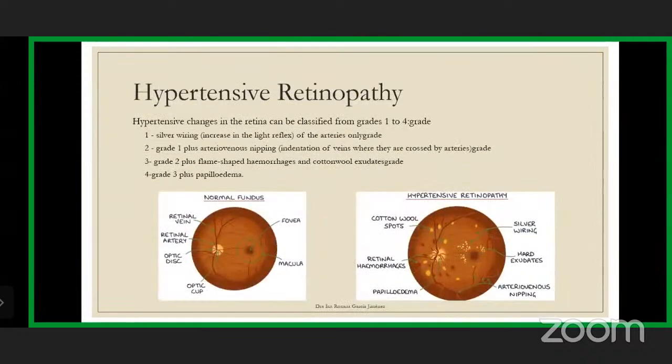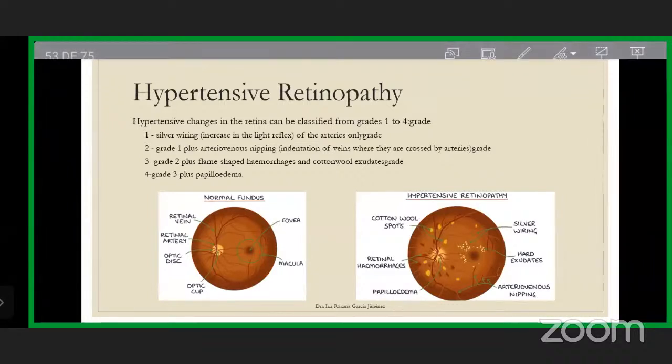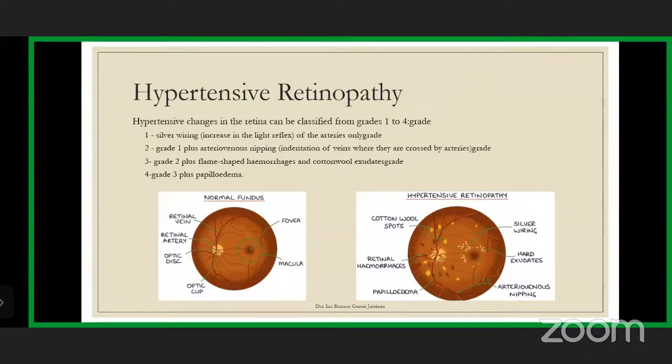And now we have an interesting and very important situation, hypertensive retinopathy, because we usually don't take it into account, and we must not lose this information. We have the hypertensive changes in the retina, and they can be classified from grades 1 to 4. Grade 1, silver wiring, increase in the light reflex of the arteries only.